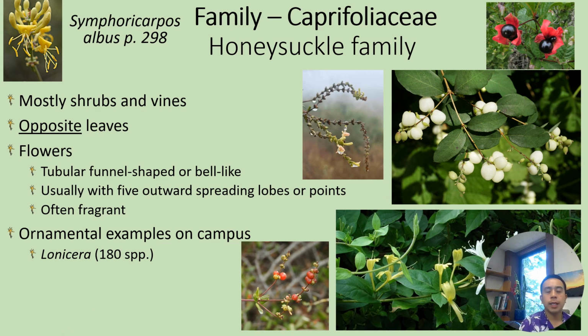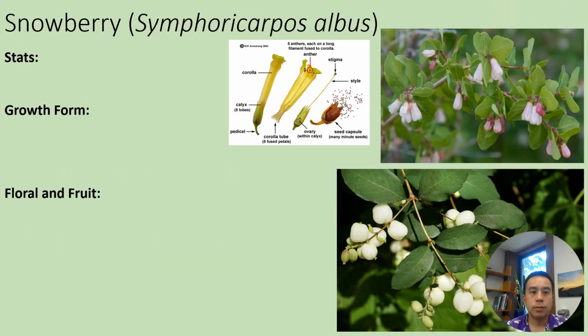The flowers themselves are often tubular and funnel-shaped or bell-shaped, and usually have 5 outward spreading lobes or points. And these flowers can also often be fragrant, and on our campus there are many examples of ornamental species from the honeysuckle family and from the honeysuckle genus called Lonicera. Overall, there are about 180 species found across the world.